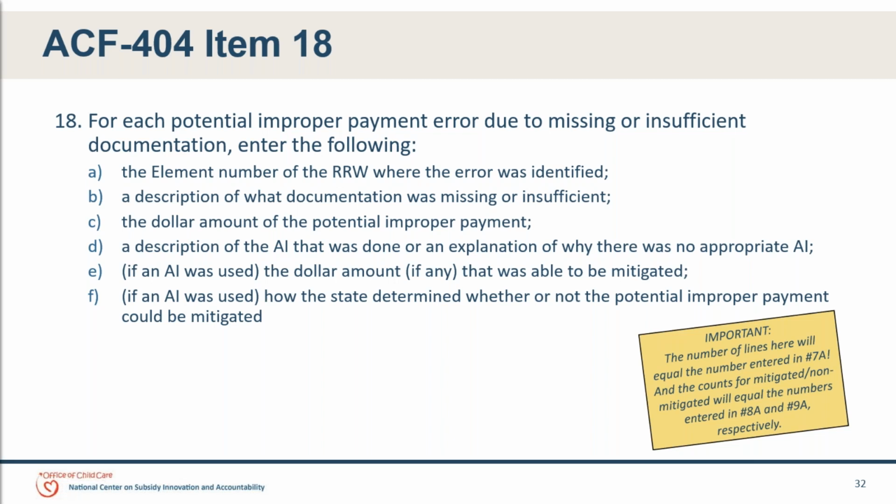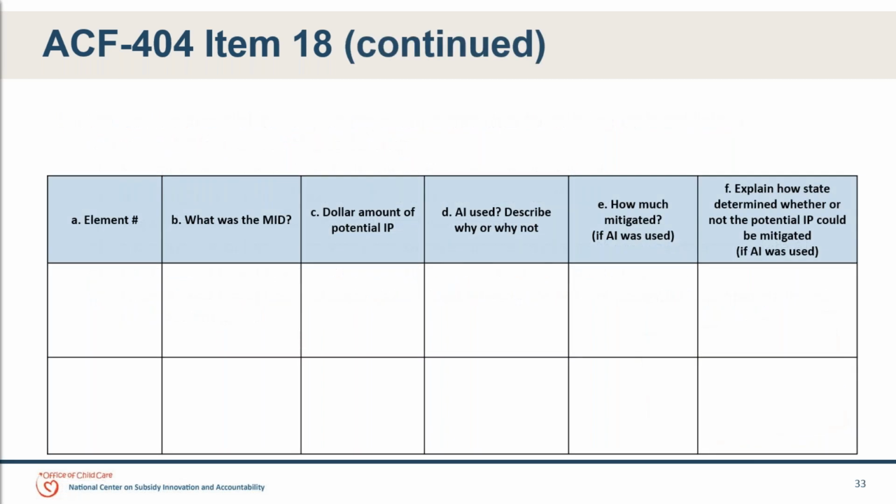I'll show and then I'll come back to this point that I have in the yellow box. But so we have a table format here for item 18. You can see that there's columns A through F. Column A is straightforward. You're just going to take your completed MID tables, and for each of those rows that are completed, you're going to enter the element number that had the MID error.